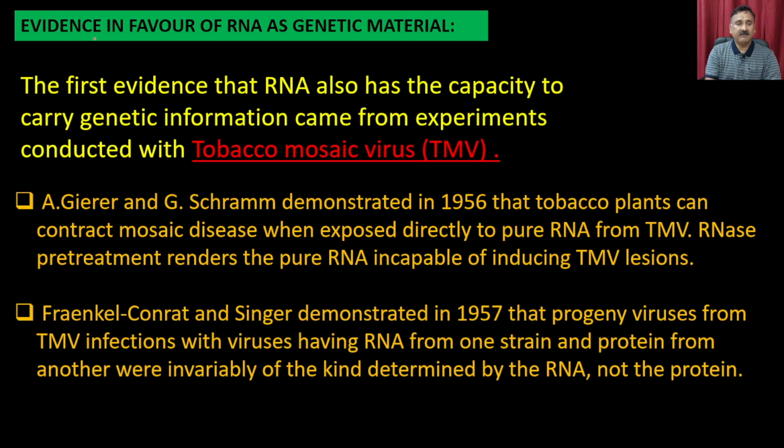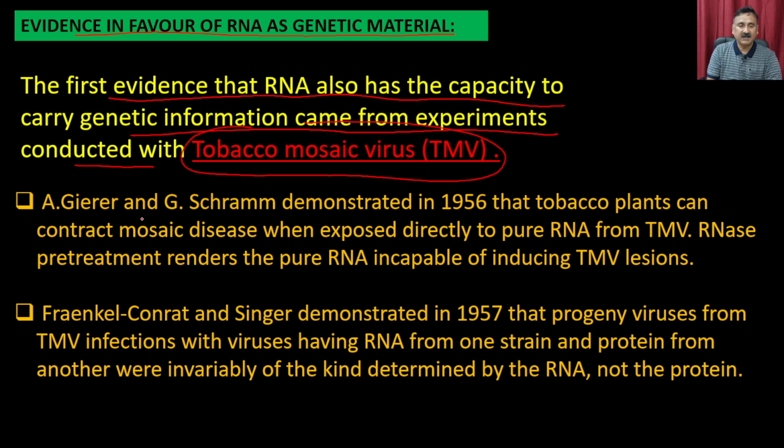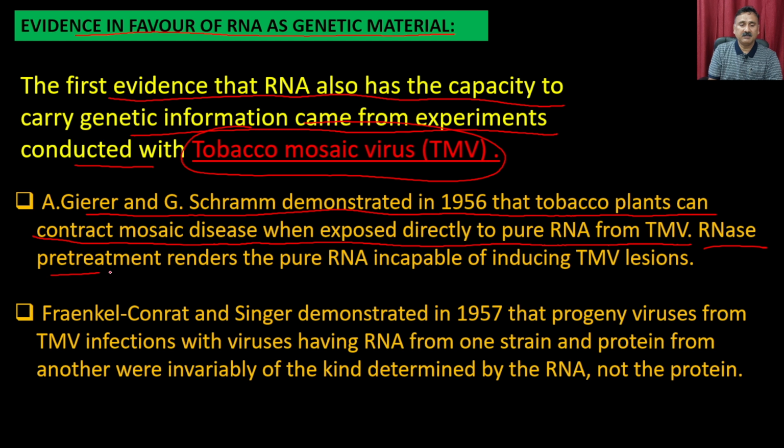Then we have the evidence in favor of RNA as a genetic material. The first evidence that RNA also has the capacity to carry genetic information came from the experiment conducted on the tobacco mosaic virus, or TMV. Gierer and Schramm demonstrated in 1956 that the tobacco plant can contract mosaic disease when exposed directly to pure RNA from TMV. RNase pretreatment rendered the pure RNA incapable of inducing the TMV lesions.